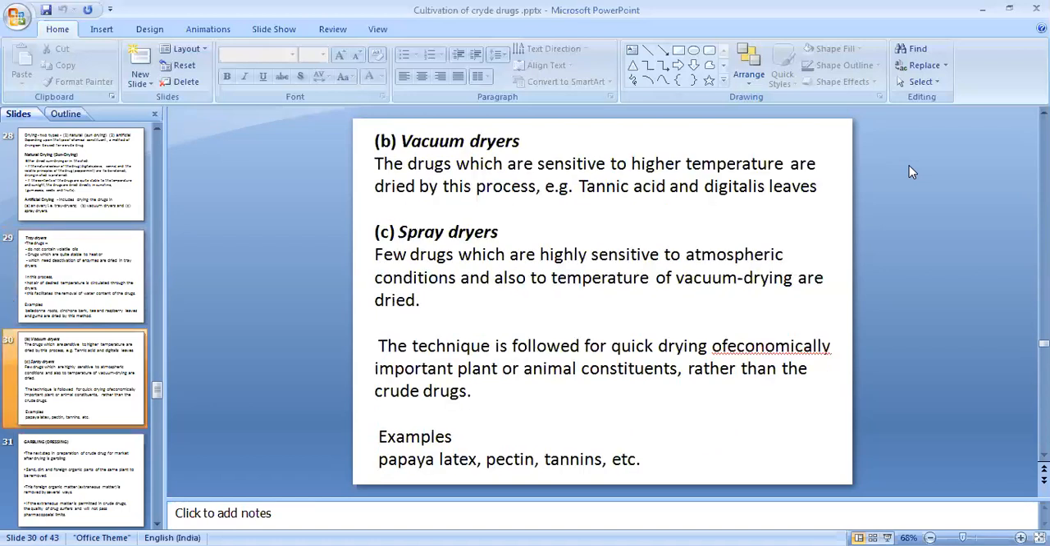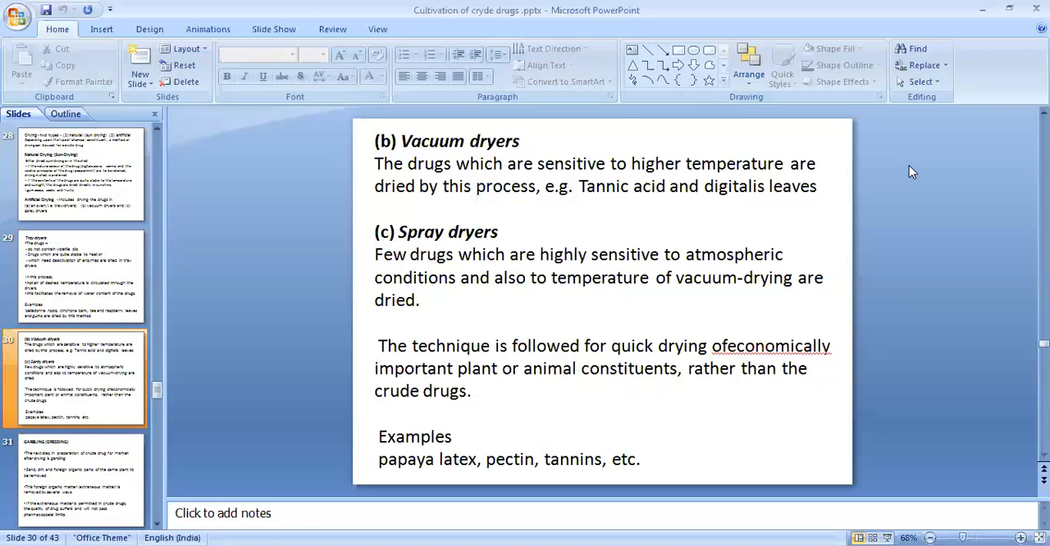And next one is vacuum dryers. Here, the vacuum dryer can be used for drugs which are highly sensitive to high temperatures. That means by creating a vacuum, the temperature can be reduced and drying is facilitated. Examples are tannic acid and digitalis leaves. And spray dryer. In this method, especially for animal extracts like proteins and enzymes, they are exposed to a very high temperature for a flash of a second as a droplet, so that the drying can be fastened, and with a very short time of exposure to the temperature, the drying can be done.